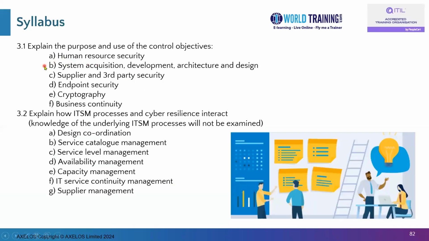The exam syllabus here, well, it's always on the lines of the foundation course, but it's slightly reworded because of the nature of the questions. So first of all, explain the purpose and the use of the control objectives. There are 6 controls here: human resource security, system acquisition, development, architecture and design control, supplier and third-party security control, endpoint security control, cryptography control, business continuity control.